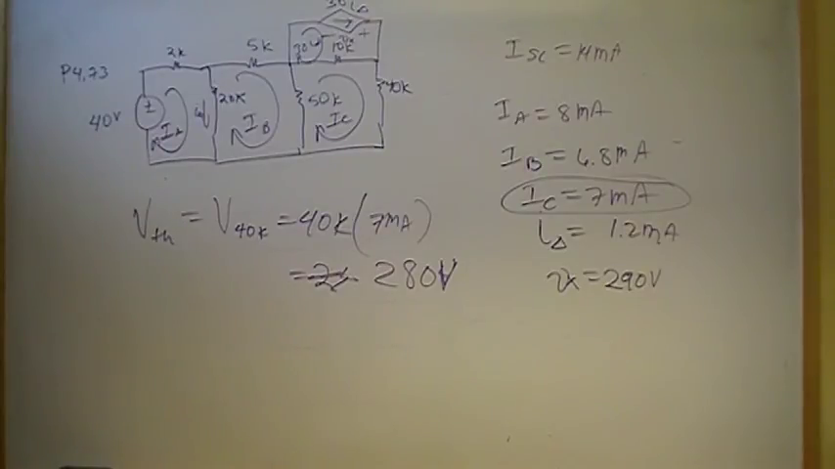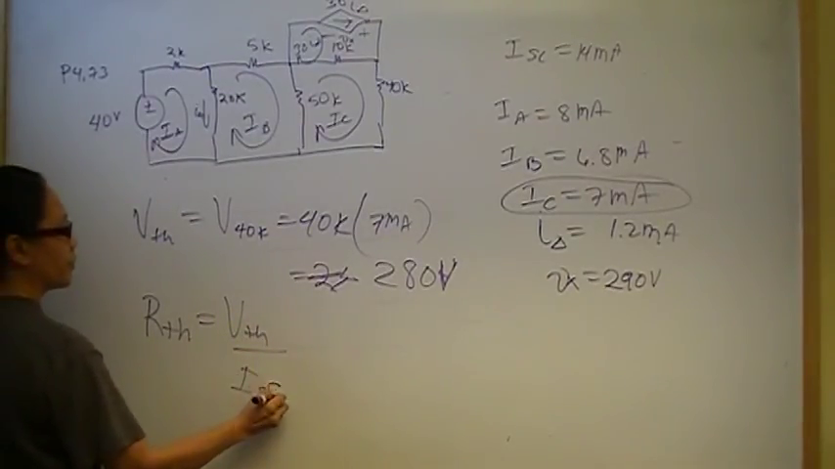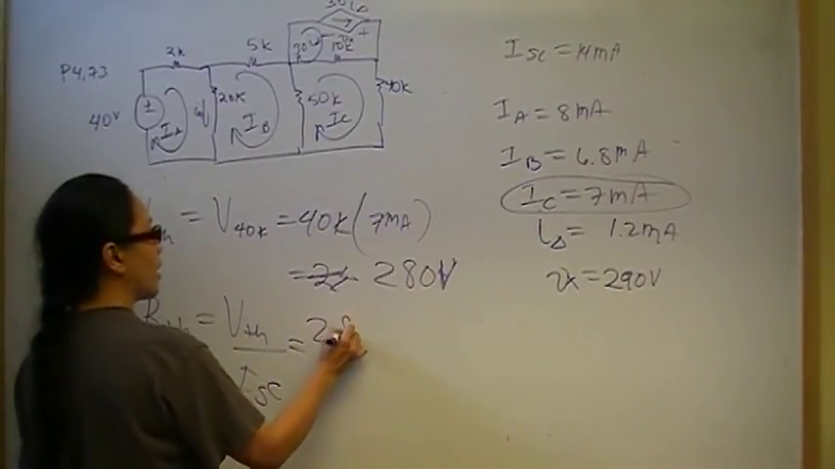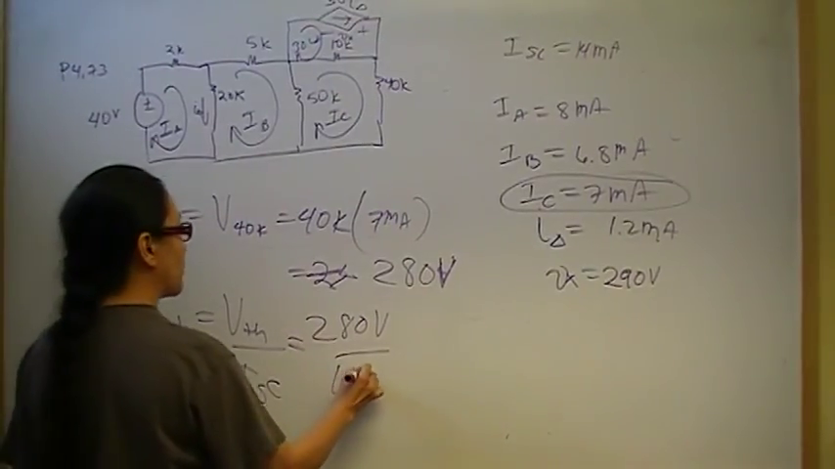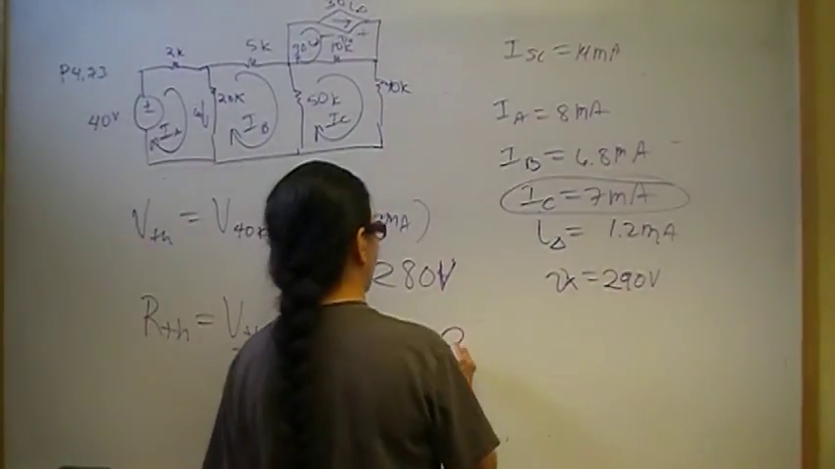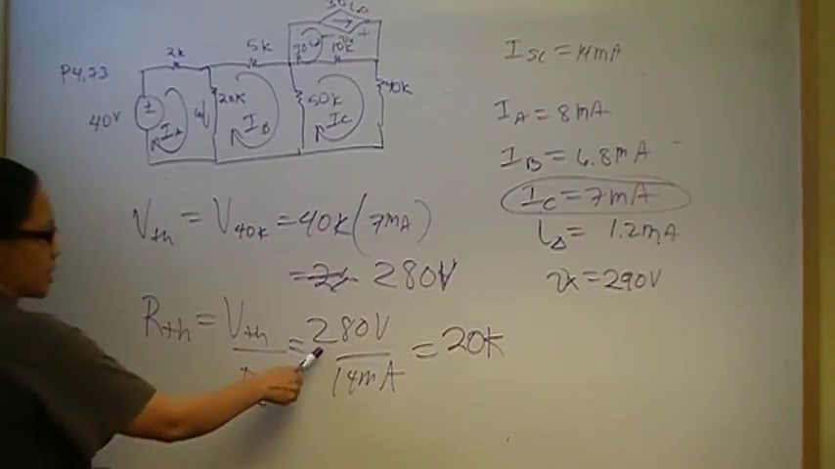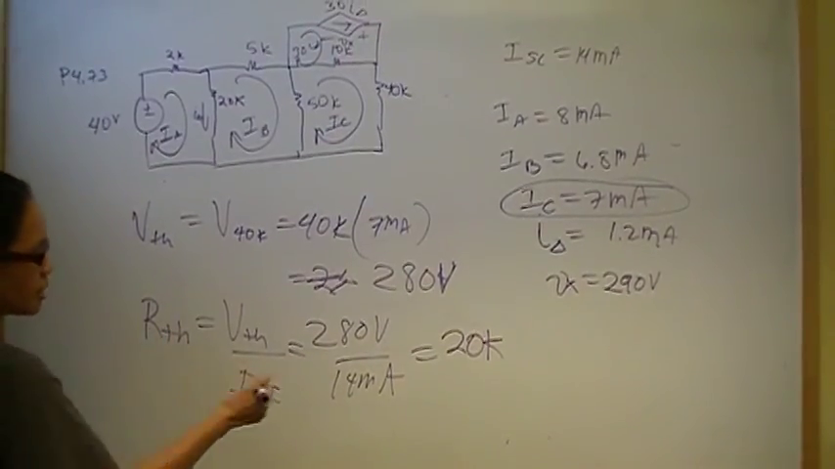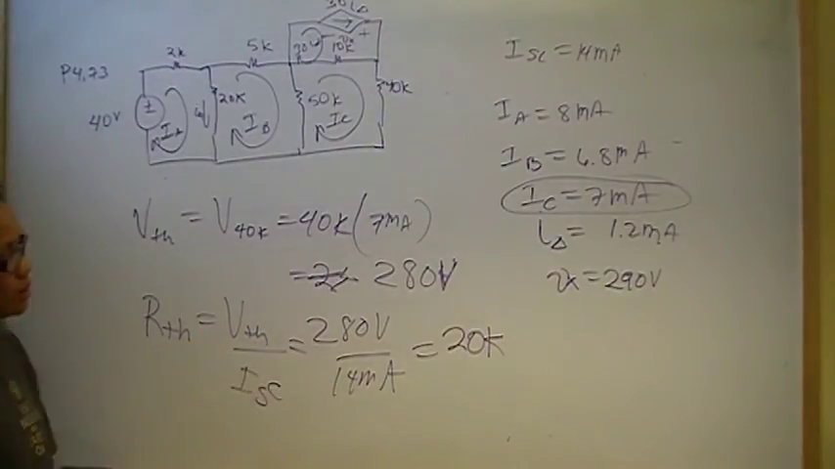I needed that information, but I'm looking for R Thevenin. So R Thevenin is V Thevenin divided by I short circuit. So that's going to be 280 volts divided by 14 milliamps, and that should give you 20K. So 20 into 14 goes 2 times, and then the milli, minus 3 in the denominator, will come up as kilos. So that gives you 20K.